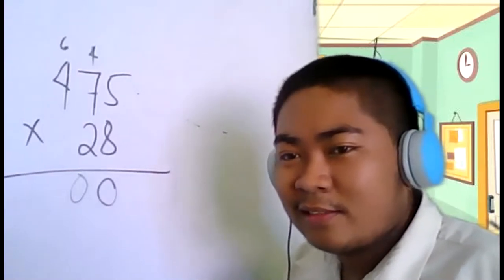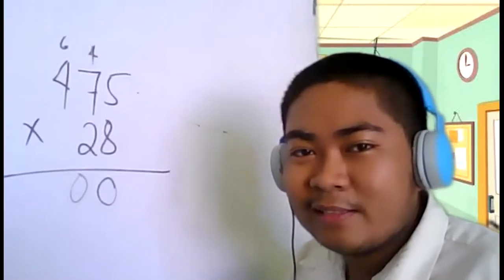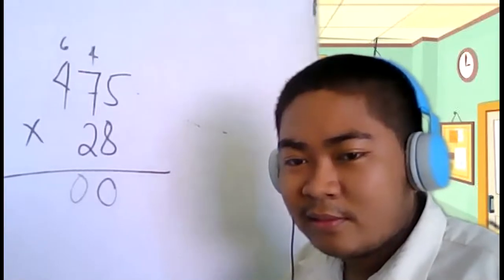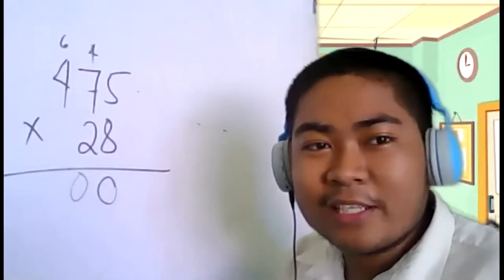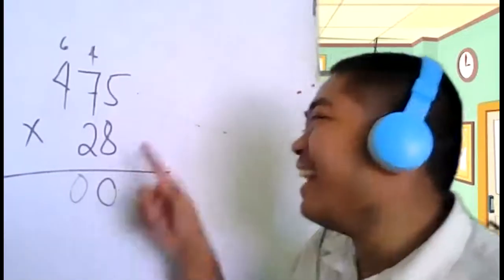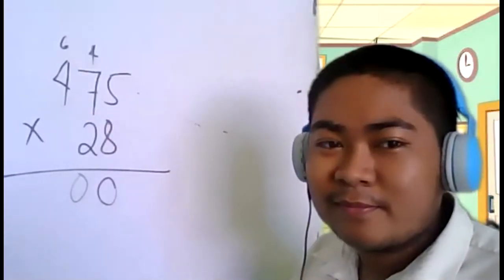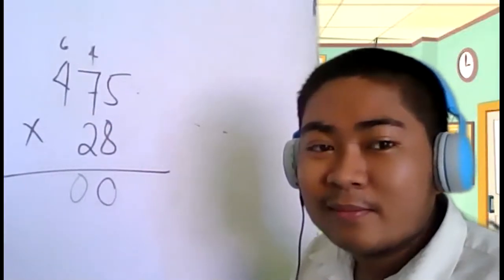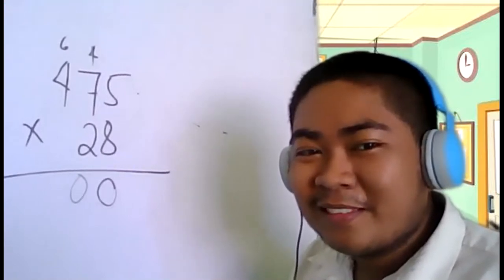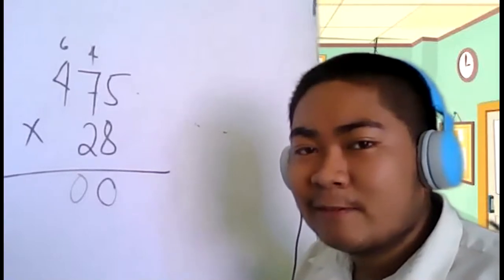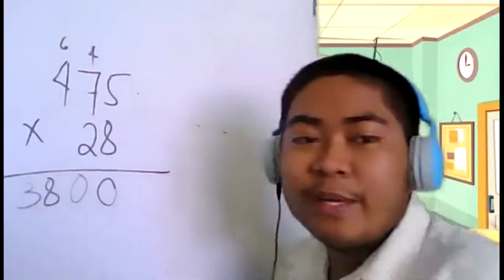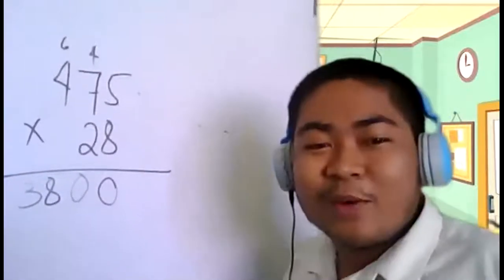Okay, so 8 times 4, 32. Plus 6. 32 plus 6 is 38. Therefore, we have the partial product which is 3,800.